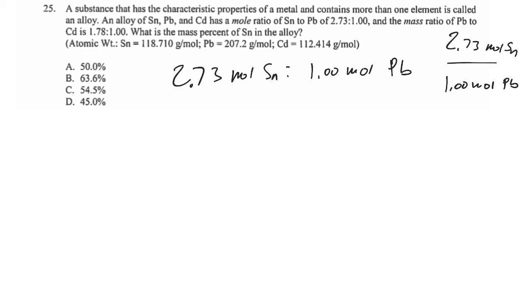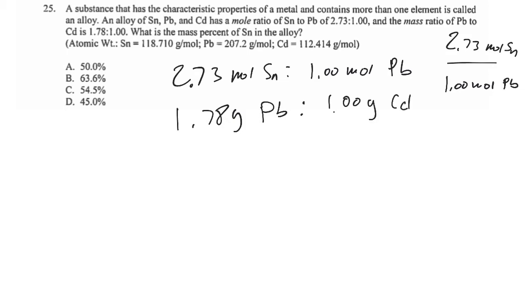And use that in a dimensional analysis step. So anytime I have an equality or a ratio, I can just write that and know that I can use it with dimensional analysis. And then we're told a mass ratio. We have the mass ratio of lead to cadmium as 1.78 to 1.00. So that means I have 1.78 grams of lead in a ratio to 1.00 grams of cadmium.